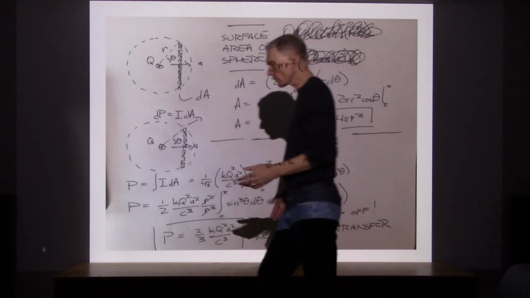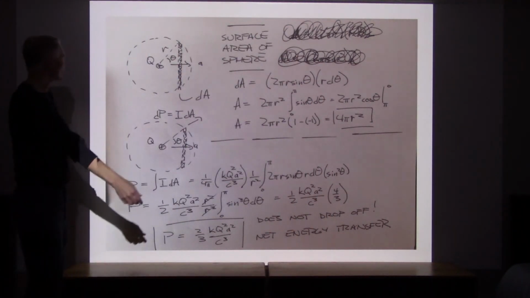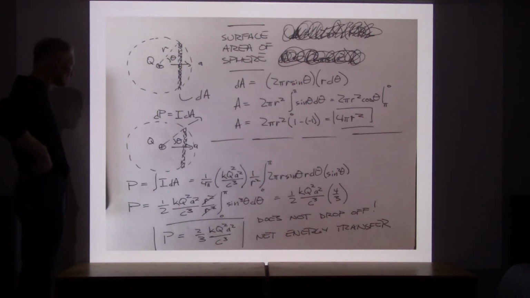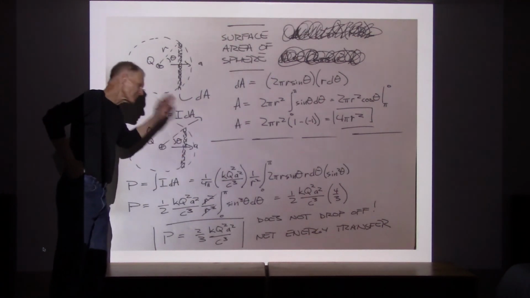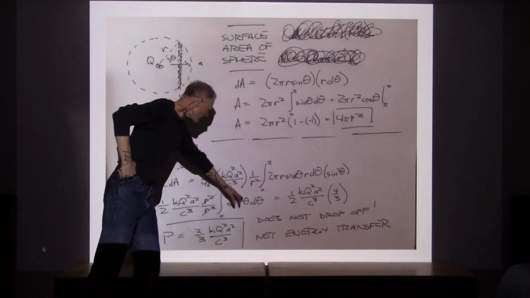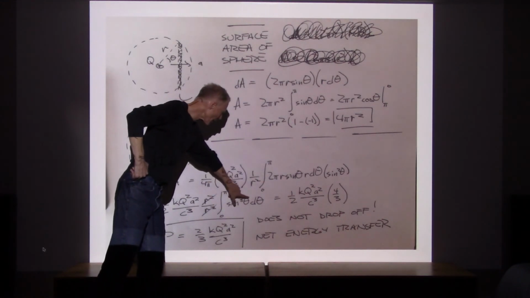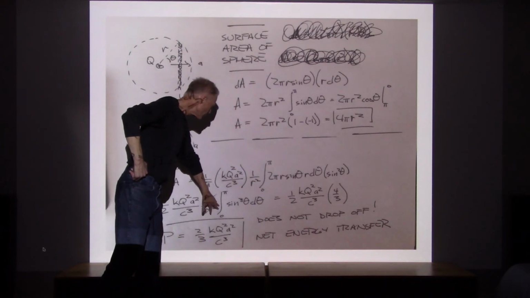Okay, let's get back to that integration. The integration was coming along pretty well here. The r squared's canceled. We said that's a big effect. And then what we're left with is sine to the 3rd power theta d theta from 0 to pi.